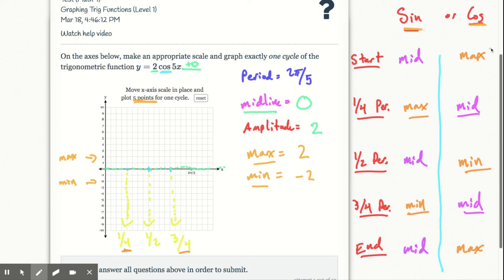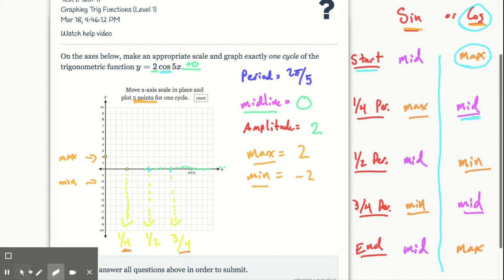We see cosine in the equation, so we know we're dealing with a cosine shape. So what does that tell us? At the start, our function is going to be at the maximum. Our maximum is 2, and our start is at x equals 0. So our very first point is going to go right there. What next, right? At our quarter point, the function is at the midline. Our midline is 0, and our quarter point is right here, 4 grid lines in. That's exactly why we set the period how we did. So that's our second point.